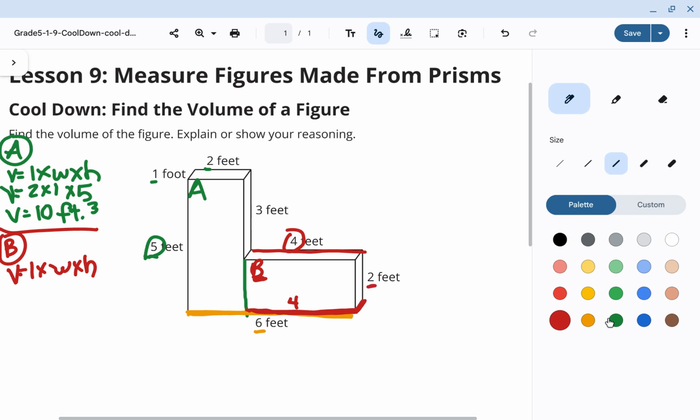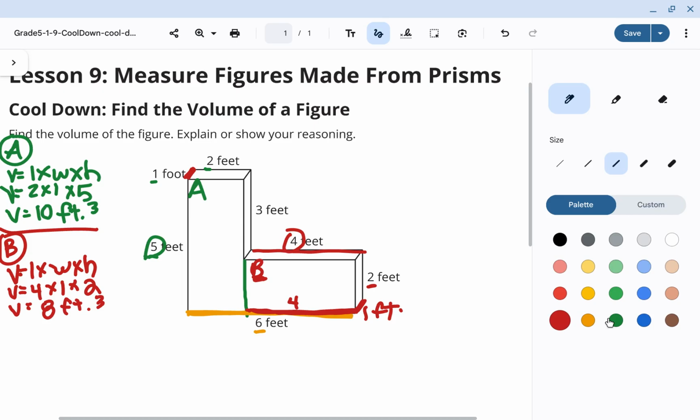What I'm lacking, what I need to know, is the width here. And remember to look at dimensions that are congruent. Here I see that the width is going to be a foot, just like the width was a foot over here in prism A. So now I have my 3 dimensions. I'm not going to be using the 6. I am going to be using the 4 for the length, the 1 for the width, and I know that it has a height of exactly 2 feet. Now 4 times 1 is 4 and 4 times 2 is 8. So I know that the volume is exactly 8 feet cubed.